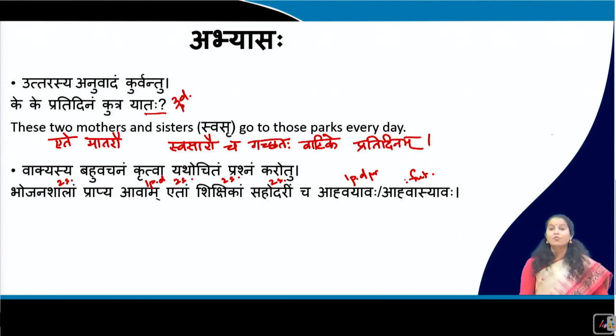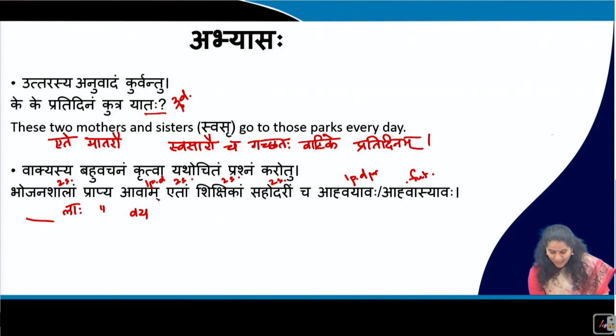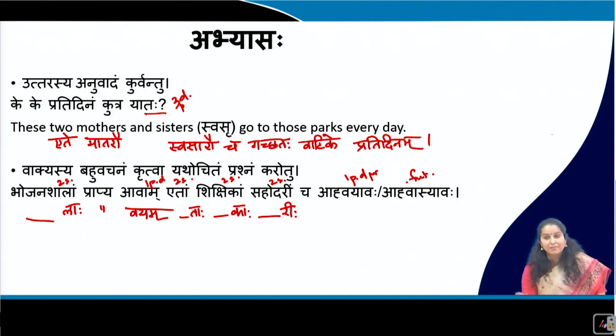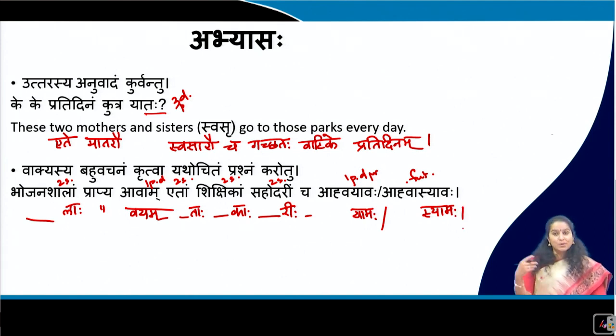Astu. So first is the bahuvachanam karotu. So what is it bahuvachanam? Bhojanashalam kim bhavishyati? Bhojanashalaha. Bhojanashalaha prapya avam. Avam will become bahuvachane vayam uttamam. And because there is an a at the end, it will become vayam. Vayam etaha. You remember? Etaha shikshikaha sahodarihi. Lengthening of the vowel, visarga. Cha afvayamaha and afvasyamaha. Astu. Spashtam asti. Now let's ask the question here.